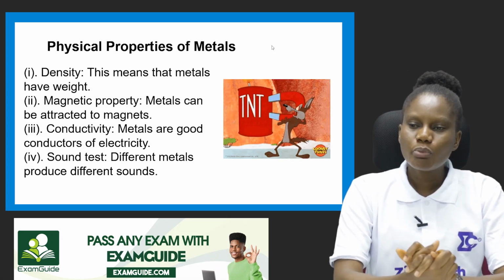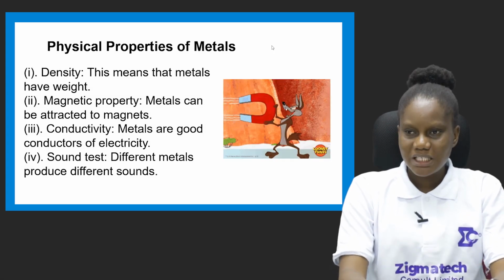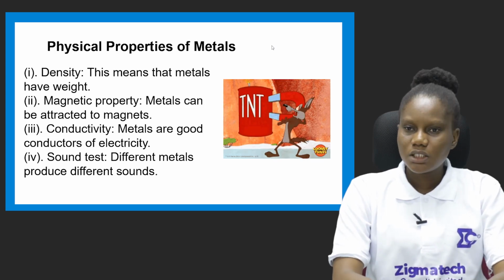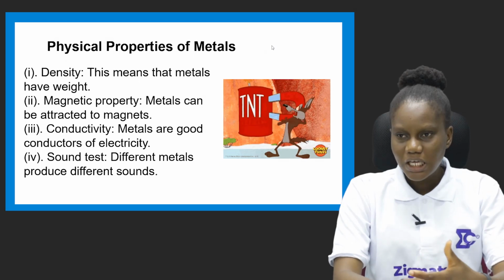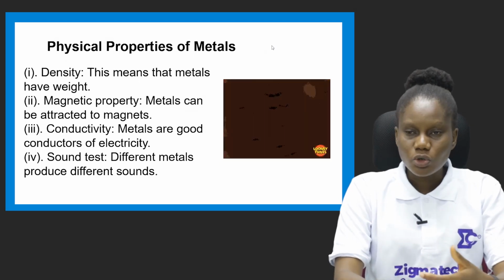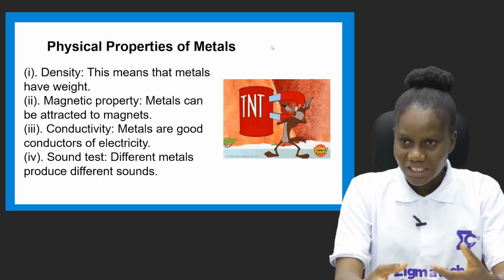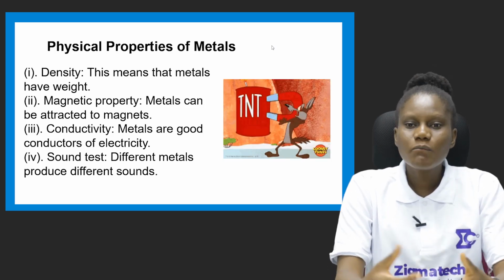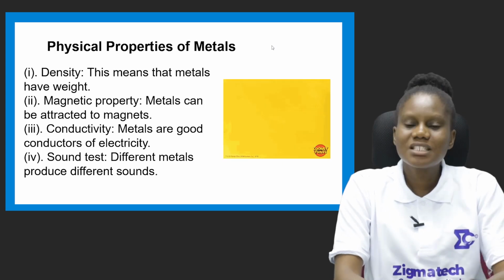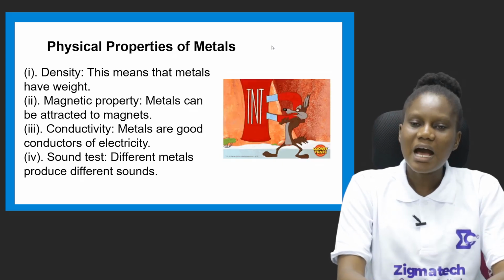What are the physical properties of metals? Number one is density. This means that metals have weight. All metals have weight. You talk of your pot, your iron pot, it has weight. So all metals have weight. Density means that metals have weight.